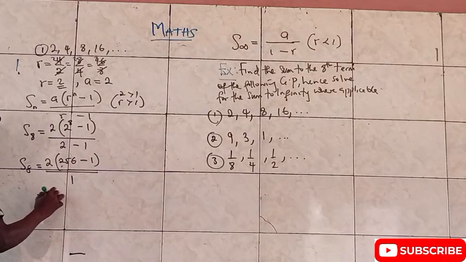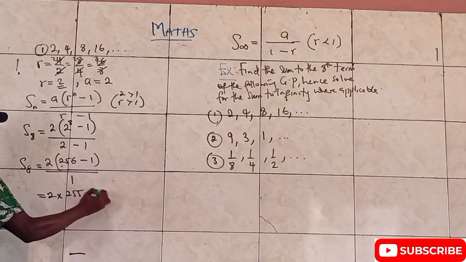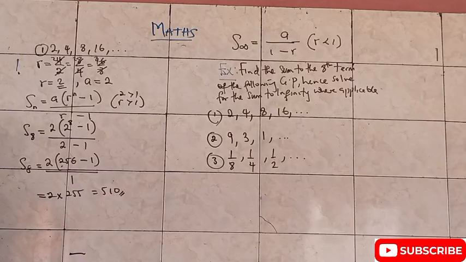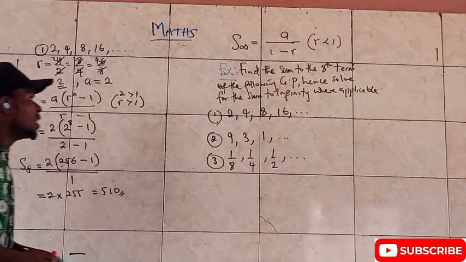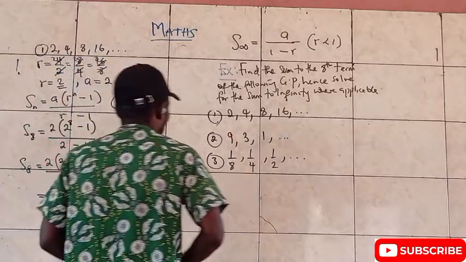So what do I have? I have 2 times 255, which will give me 510 eventually. So this is the sum to the 8th term of my progression, and I'm using this formula because my common ratio is greater than 1. So let's try the number 2 part of the question.